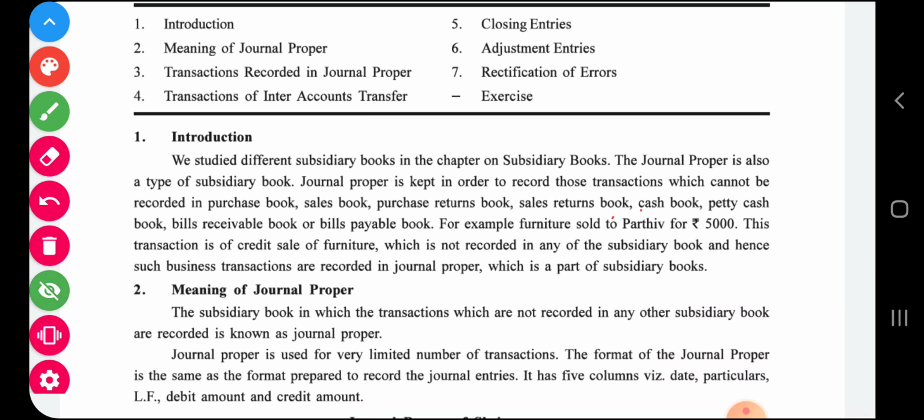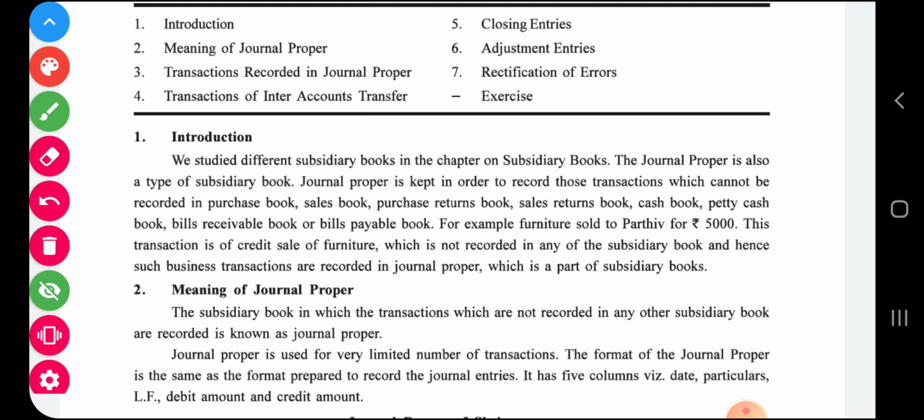સો વોટ ઇઝ જર્નલ પ્રોપર? See, we have studied different subsidiary books in the chapter of subsidiary book. જો અહીંયા બી રેફરન્સ આપ્યો જ છે. The journal proper is also a type of subsidiary book. The first thing is, journal proper is a subsidiary book.